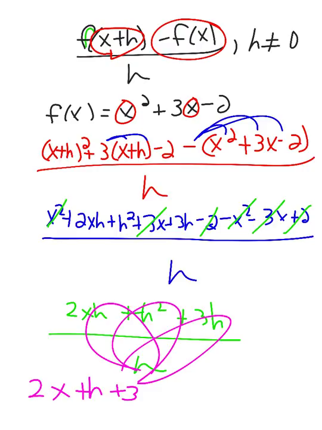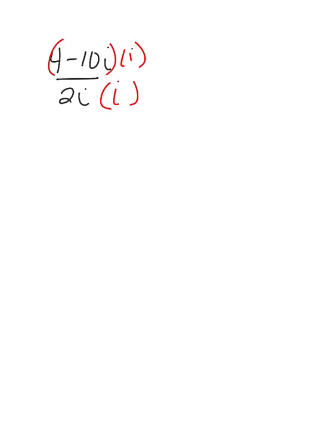Okay, so let's take a look at number 8. Number 8 is to rationalize the denominator. You want to get rid of the i in the denominator. For a monomial, you just multiply numerator and denominator by i. For this one, the numerator is a binomial, so make sure you distribute.